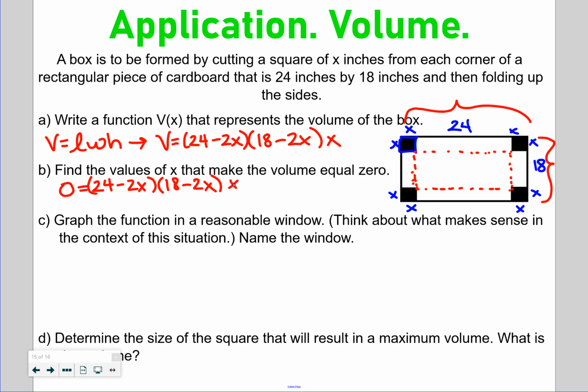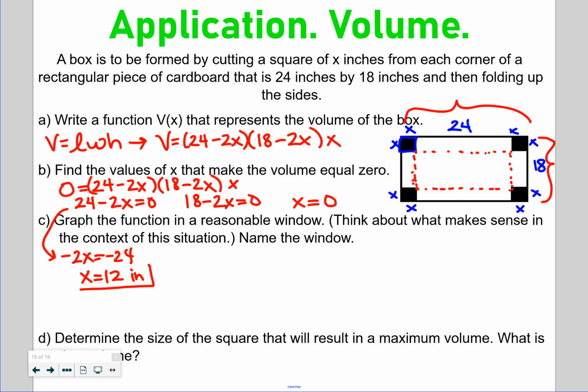I'm just going to set each factor equal to 0. So 24 minus 2x equals 0, 18 minus 2x equals 0, and x equals 0. I'm going to do my work down here. To solve for x in the first equation, I'm going to subtract 24 and then divide by -2. So x is 12, and I would label it inches here.